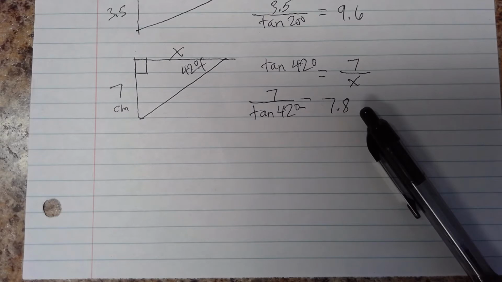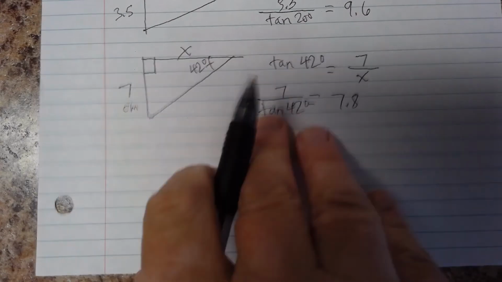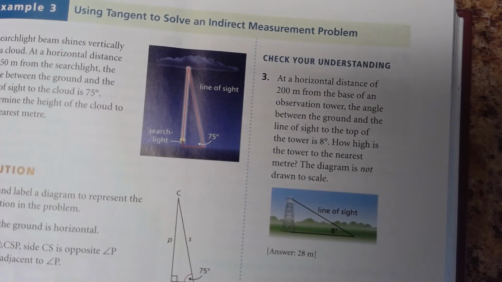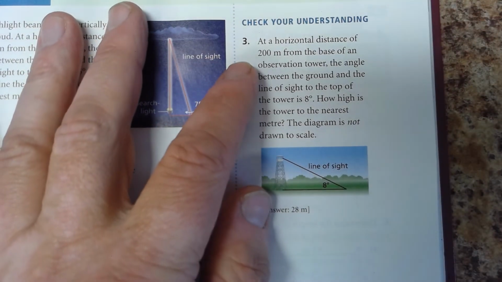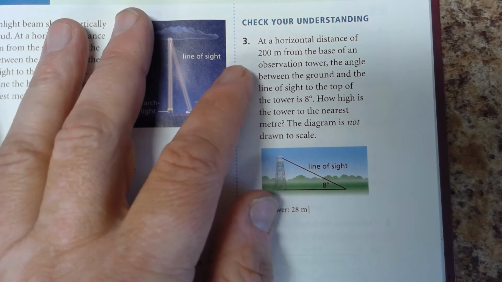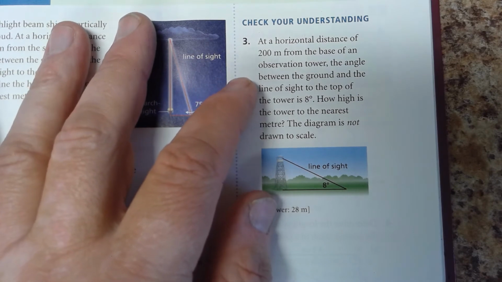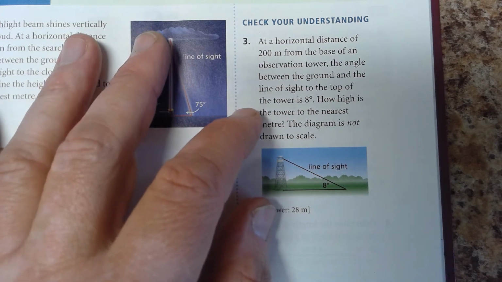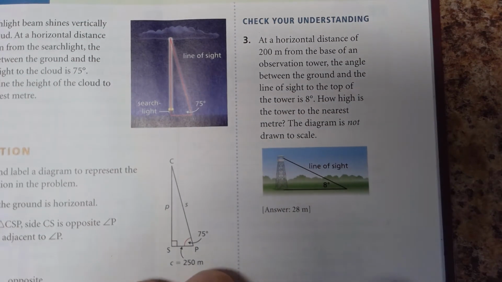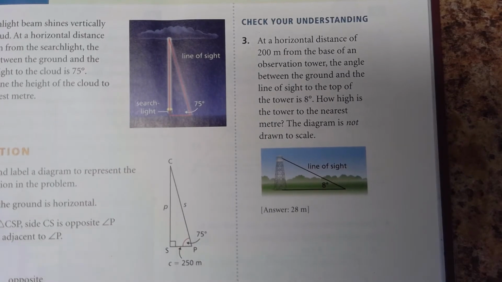Let's do a word problem since we have a bit of space. I'm going to start a fresh page anyhow to make sure we have enough room. Well, let's look at a word problem on page 81. At a horizontal distance of 200 meters from the base of an observation tower, the angle between the ground and the line of sight is 8 degrees. How high is the tower to the nearest meter? The diagram is not drawn to scale.